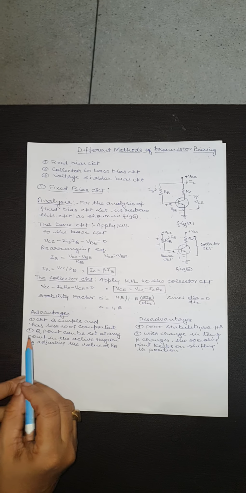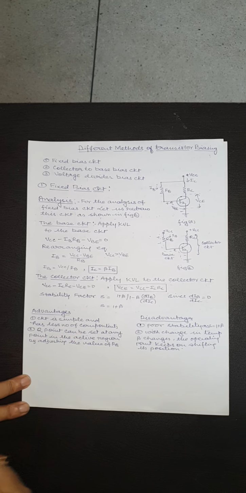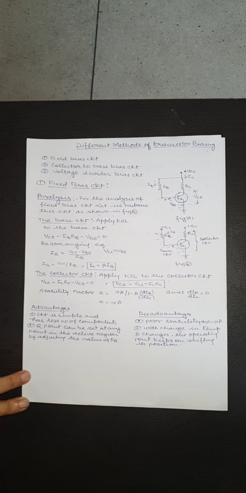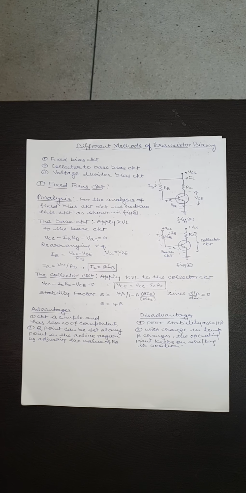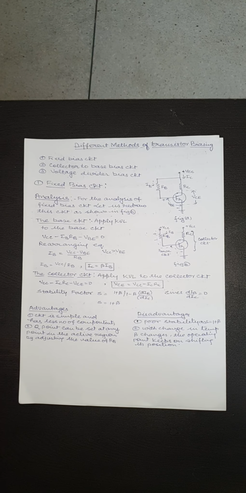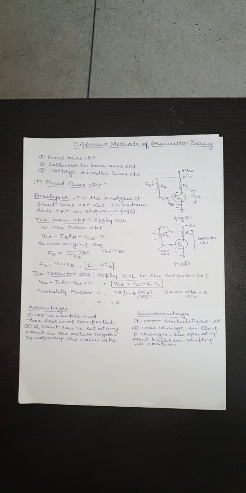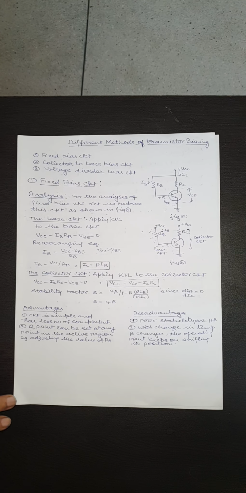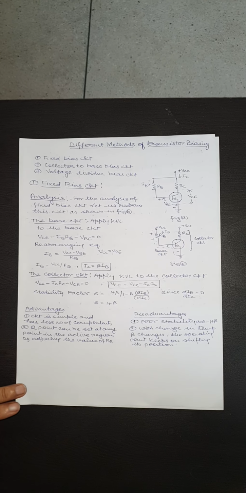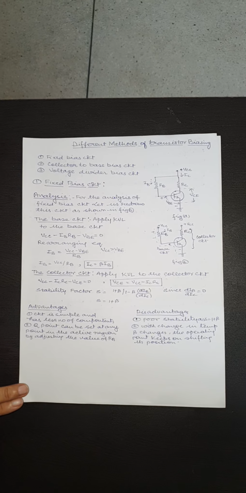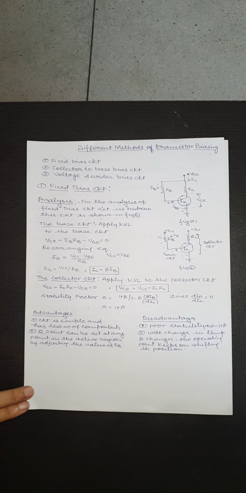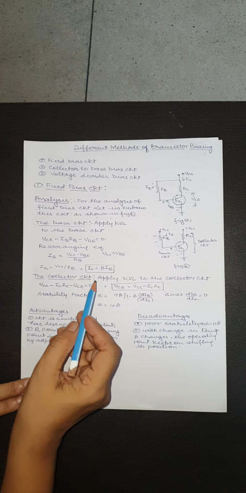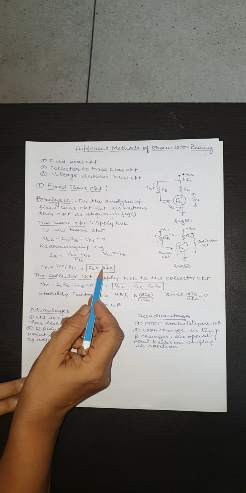Advantages of this circuit: it is simple and has less number of components. Second, Q point can be set to any point in the active region by adjusting the value of RB. Disadvantages: poor stability factor because value of S is equal to 1 plus beta. And second, with change in temperature beta changes. If beta changes, value of IC changes.